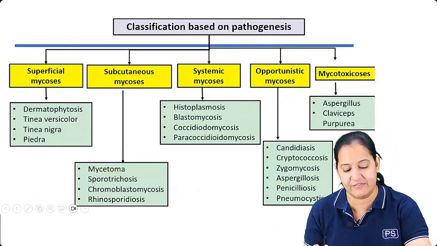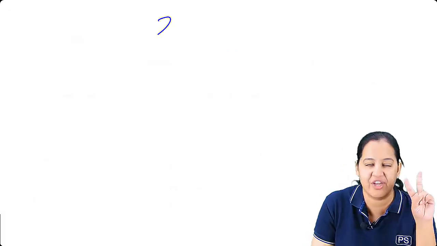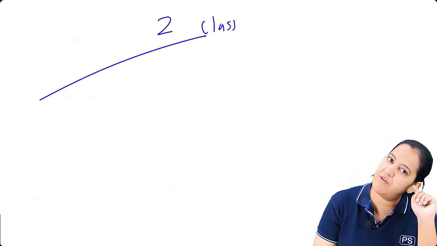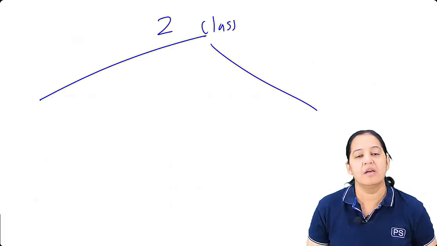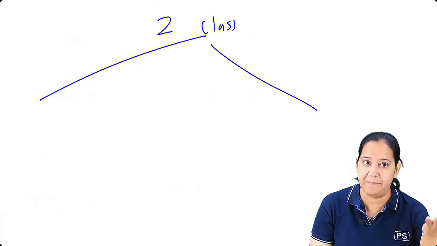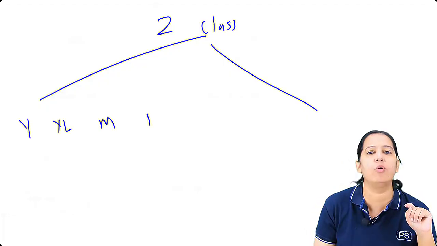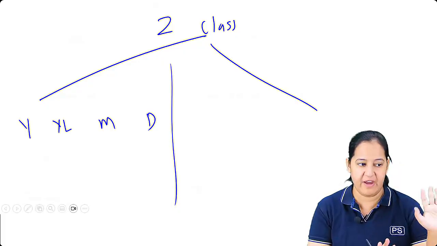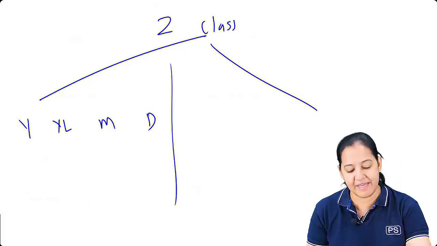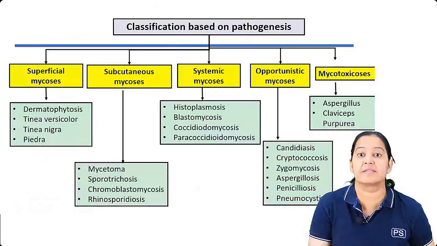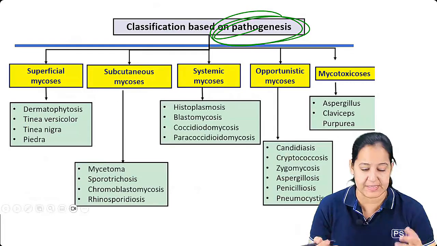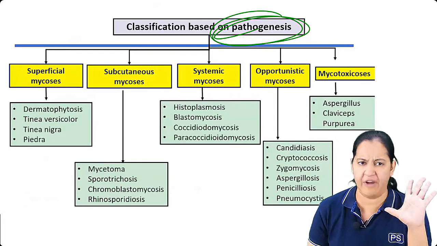I'm going to teach you 2 classifications of the fungus. The first classification we have already done. It was based on shape: yeast-like, mold, and dimorphic. Now the second classification is based on the diseases, on what the fungus is causing, the pathogenesis. There are 4 or 5 categories.